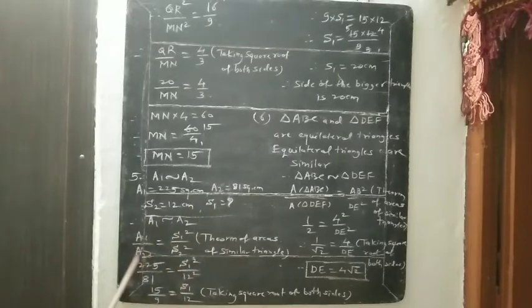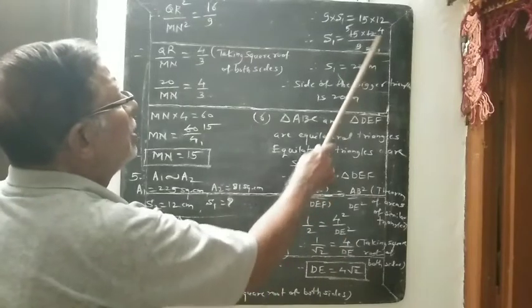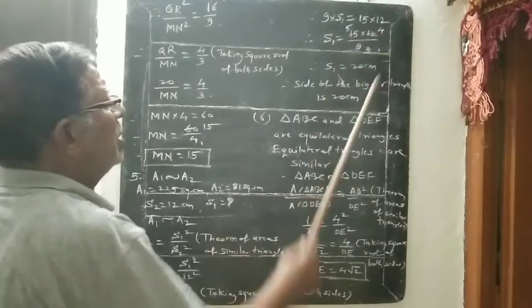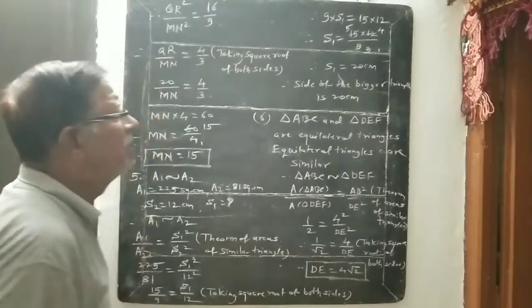A1 similar to A2, so A1 upon A2 is equal to S1 square upon S2 square, theorem of areas of similar triangles. 225 upon 81 is equal to S1 square upon 12 square, because the side of the smaller triangle is given, that is 12 square. Then taking square root, square root of 225 is 15, square root of 81 is 9, square root of S1 square is S1 only, and square root of 12 square is only 12. Then by cross multiplication, 9 into S1 is equal to 15 into 12, and S1 is 15 into 12 upon 9. 3 threes are 9, 3 fours are 12, 3 fives are 15, so 5 fours are 20. So S1 is equal to 20 centimeter. This side of the bigger triangle is 20 centimeter.